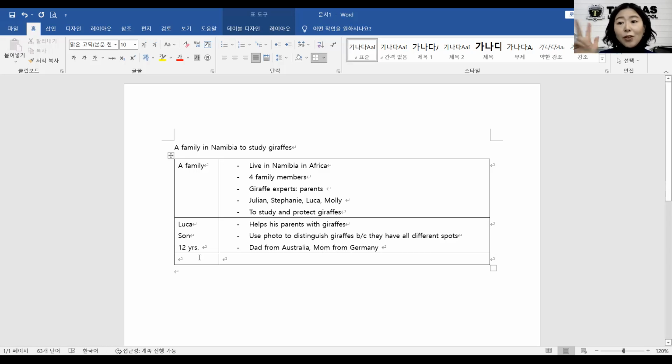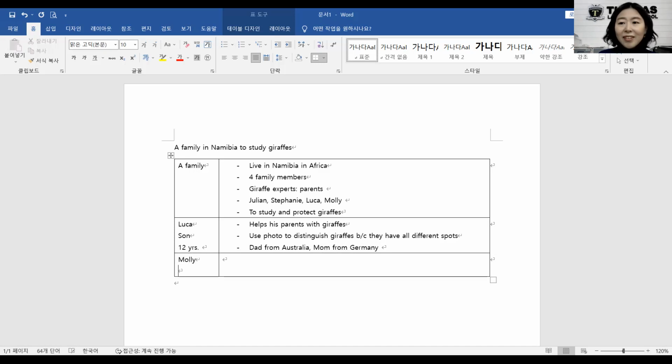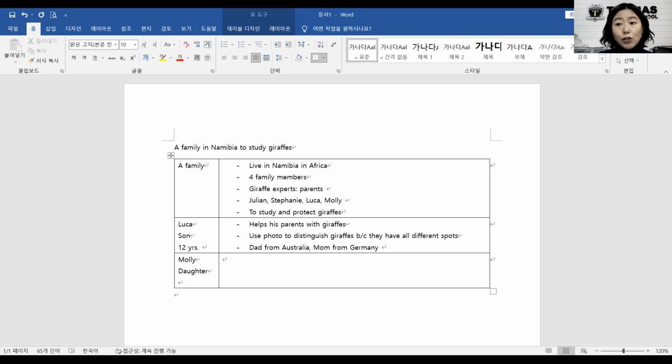Okay, how about the third paragraph? It's about Molly's story. Okay, who is Molly? Yes, that's right, their little daughter. Okay, Molly. How old is she? She's 9 years old. Yes, that's right, 9 years old. And this is a kind of abbreviation of years.